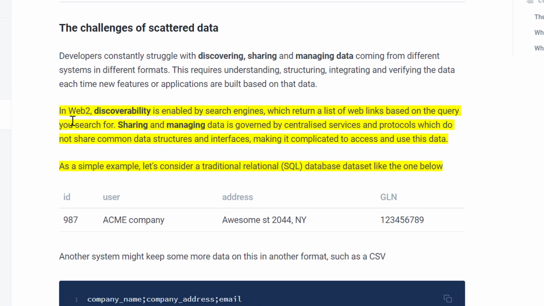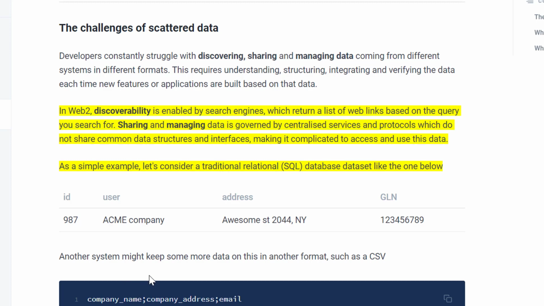It says, in Web 2, discoverability is enabled by search engines, which return a list of web links based on the query you search for. Sharing and managing data is governed by centralized services and protocols which do not share common data structures and interfaces, making it complicated to access and use this data. As an example, let's consider a traditional SQL database dataset like the one below.